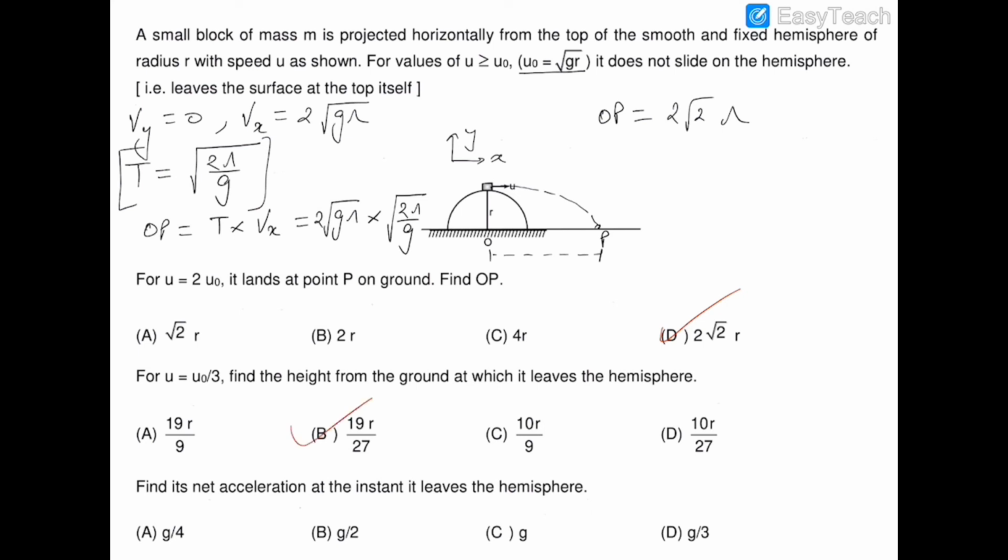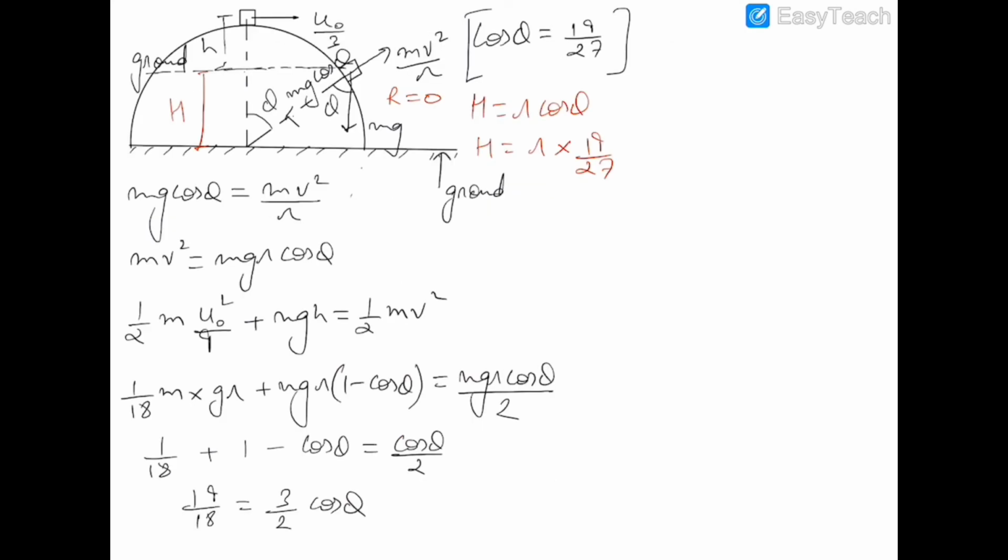And also we have to find out its net acceleration at the instant it will leave the hemisphere. So the net acceleration A net is given by the resultant of the two accelerations, under root of g sine theta, which is the tangential acceleration, as well as the centripetal acceleration, which is v square by r.